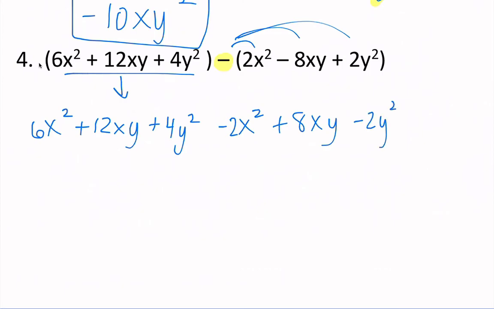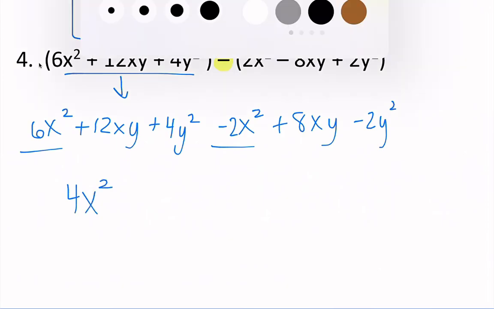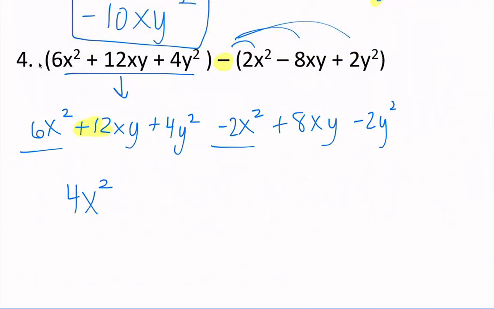So now I can go ahead and combine my like terms. I have x squareds and I have x squareds. Add 6 and -2 to get a positive 4x squared. So now I look at my xy's. I have 12xy here. I have 8xy here. I add 12 and 8 to get a positive 20xy.